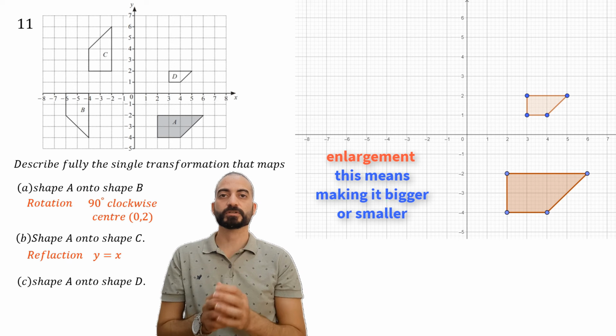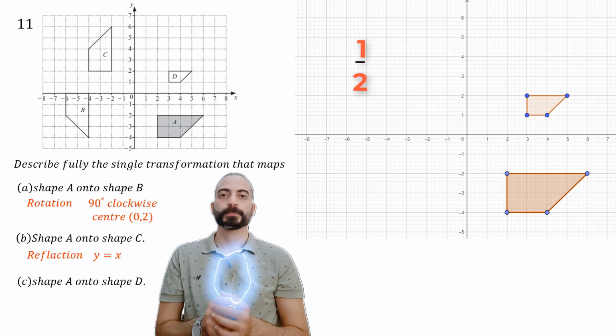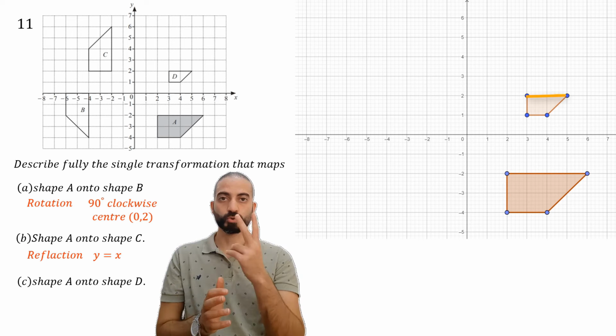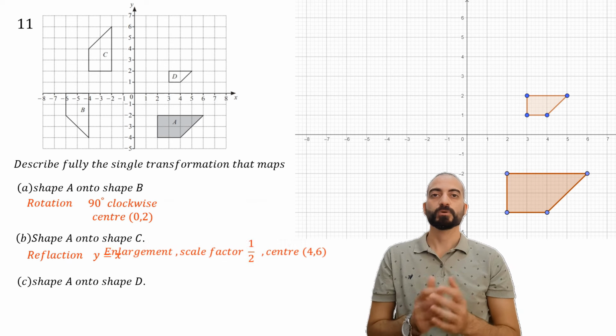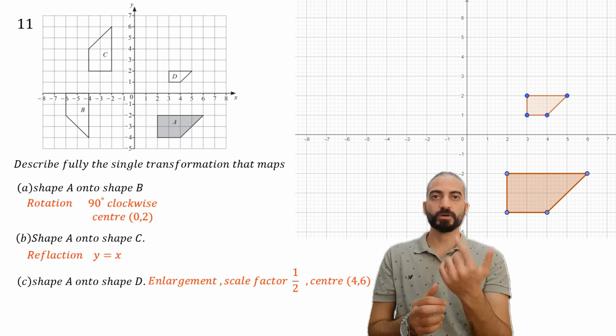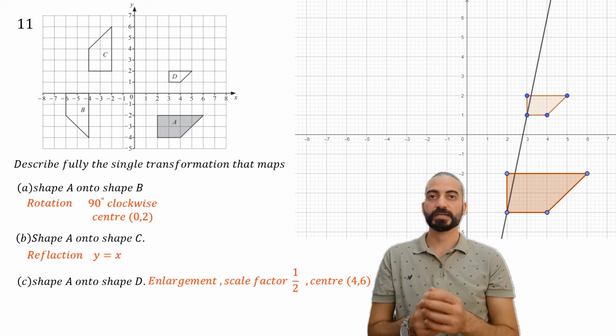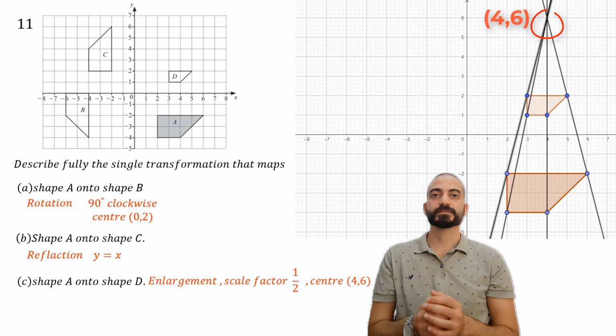To choose the scale factor, we must start with the second shape, which is shape D. This has length equal 1, and this has length equal 2, so we get 1 over 2. Also, this has length equal 2, and this has length equal 4, so we also get 1 over 2. In this way, we make sure that it is enlargement. Scale factor equals 1 over 2. As for the center, we can specify it in this way. So we get center 4, 6.